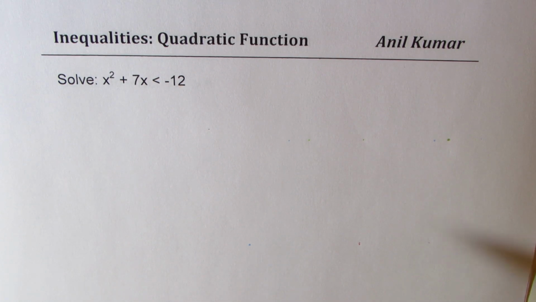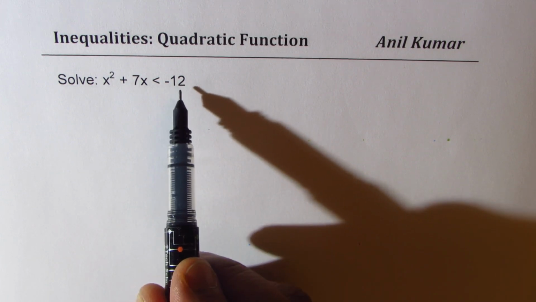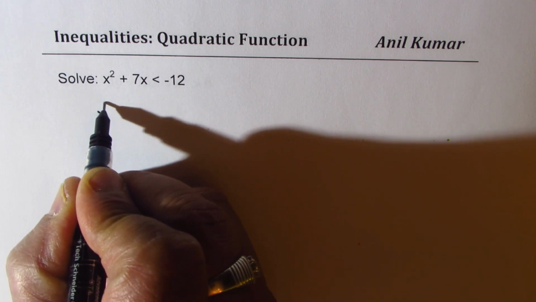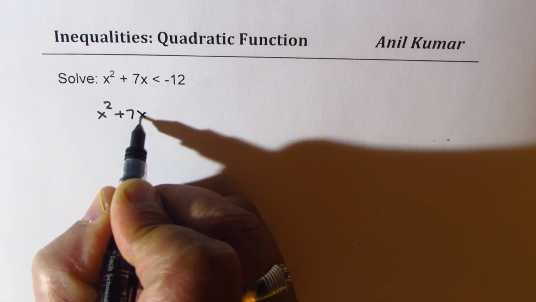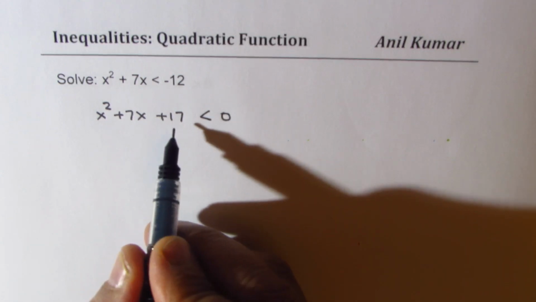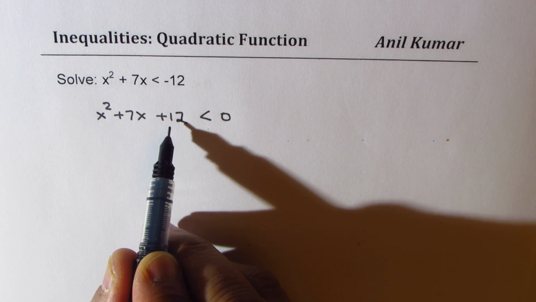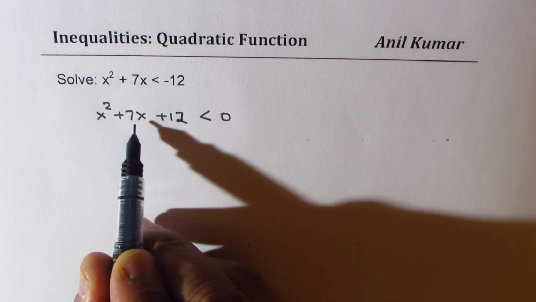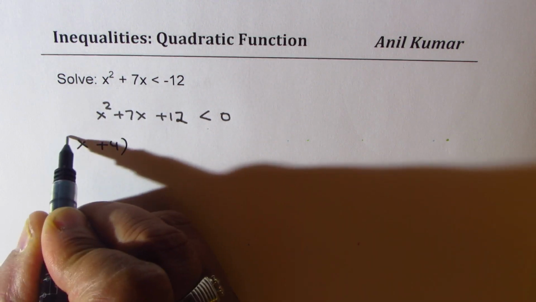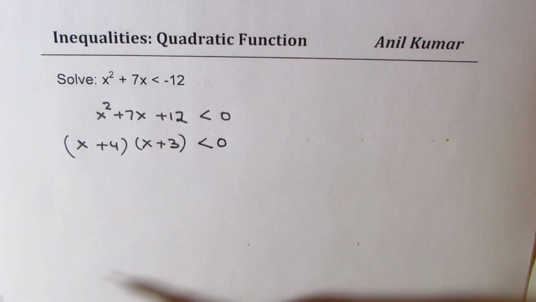Now the question is to solve x squared plus 4x less than minus 12. We'll bring 12 to the left side. So I could write this as x squared plus 7x plus 12 is less than 0. Now let's factor this. Product of two numbers being 12, sum 7. So we could factor it like (x plus 4) times (x plus 3) less than 0.